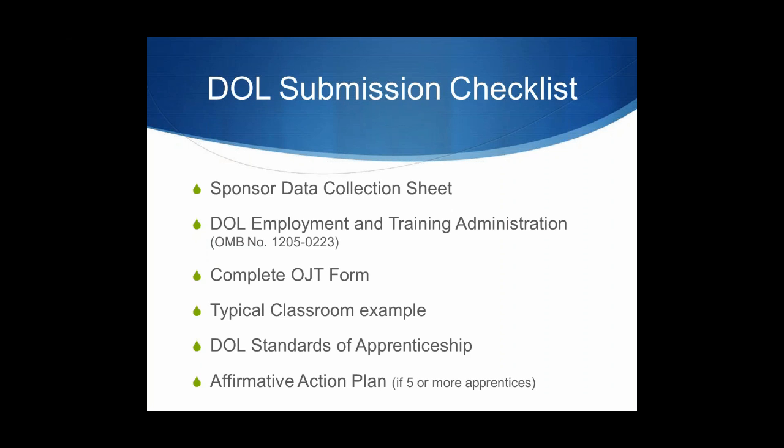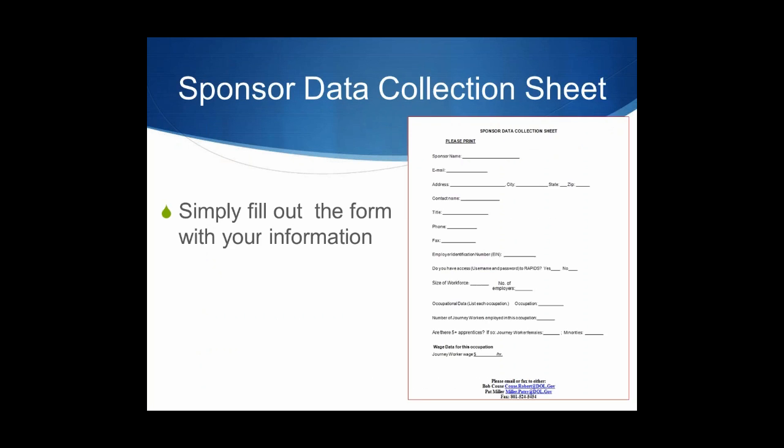And then finally, if you're expecting to have 5 or more apprentices at any given time, you would need to fill out the affirmative action plan. Okay, so let's go in and talk about each one of these in detail.